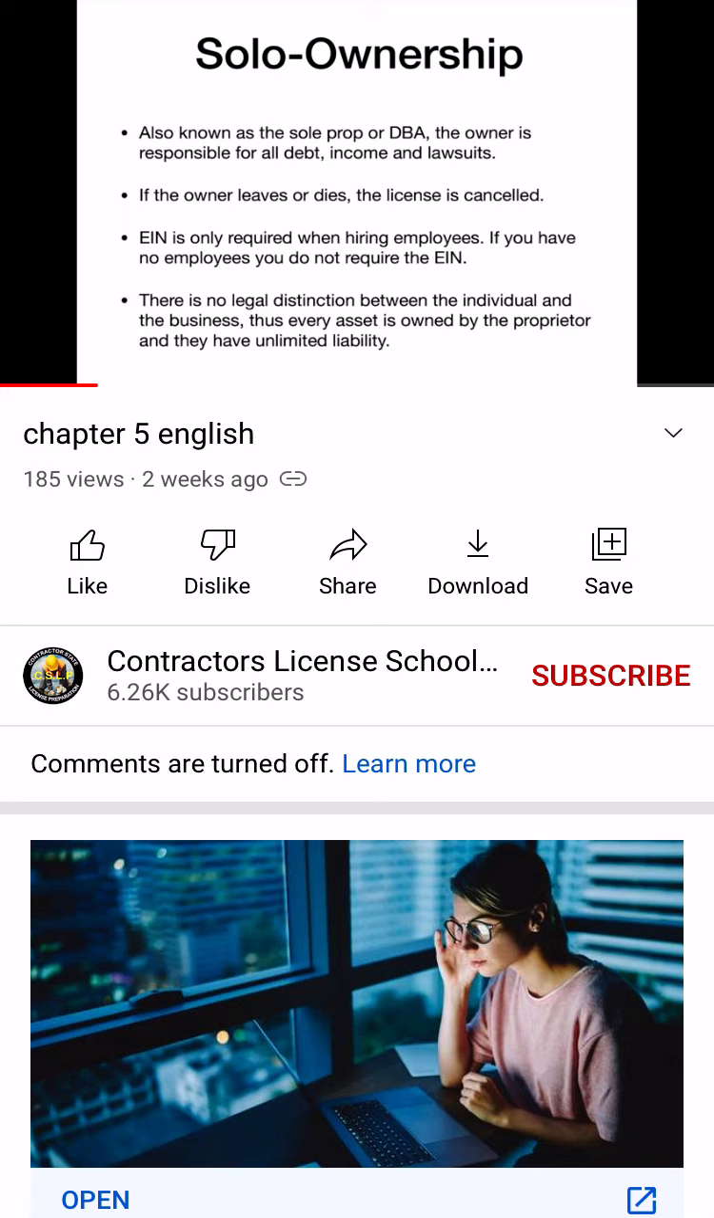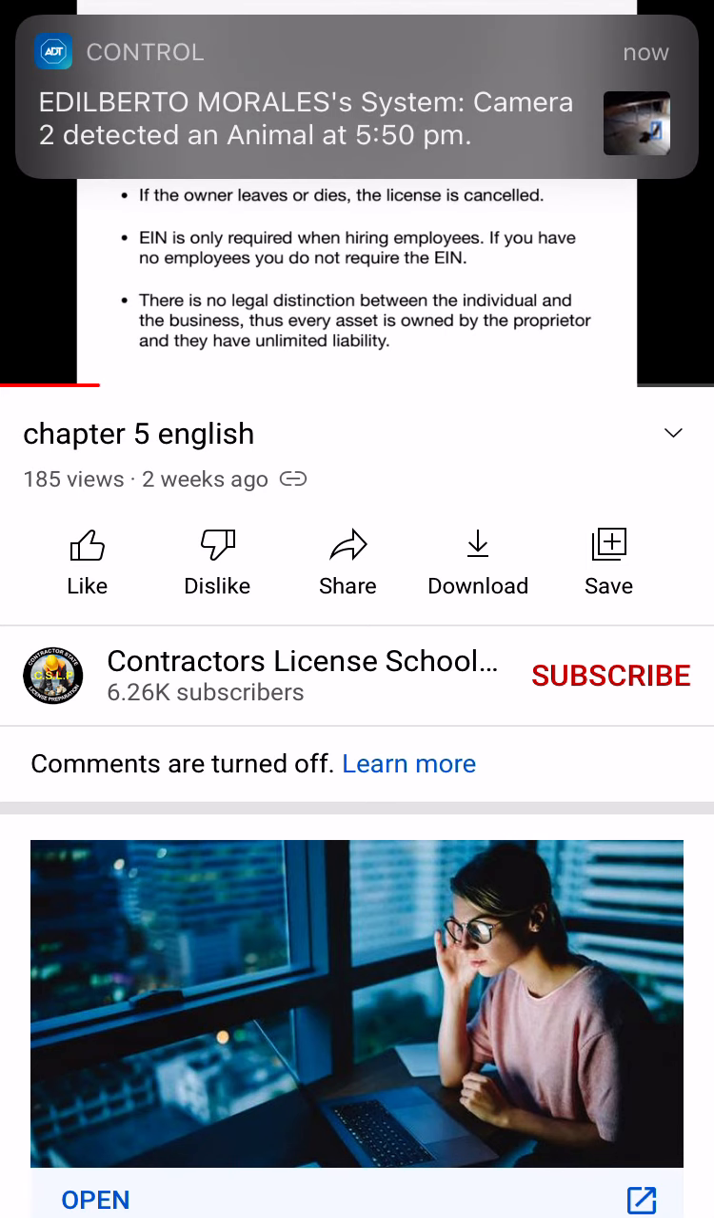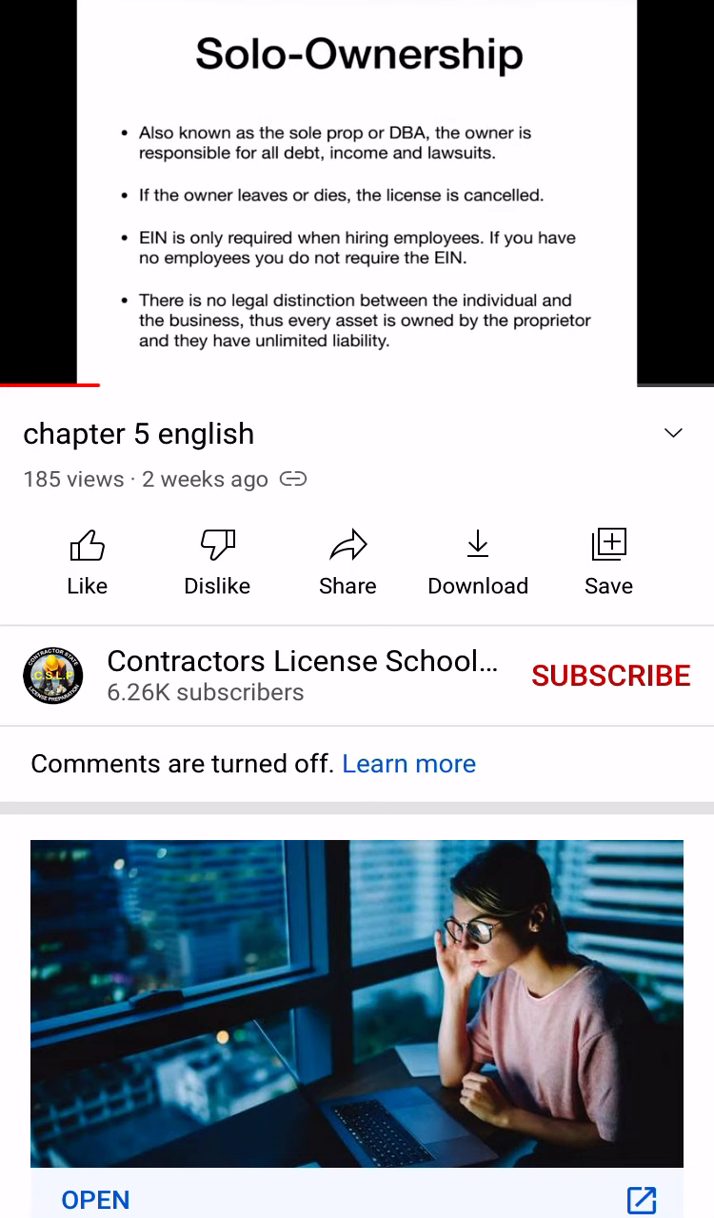So if the owner were to leave the company, let's say they retire or they die, the license will be canceled. I see a lot of people getting confused here in regards to thinking the license will be suspended or you can transfer the license to someone else. No, the license very simply will be canceled, not suspended, not put on hold, not transferred to anybody else. License will be canceled.